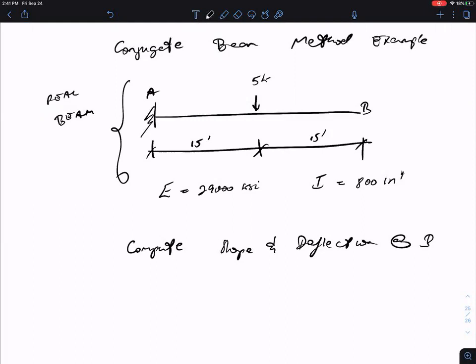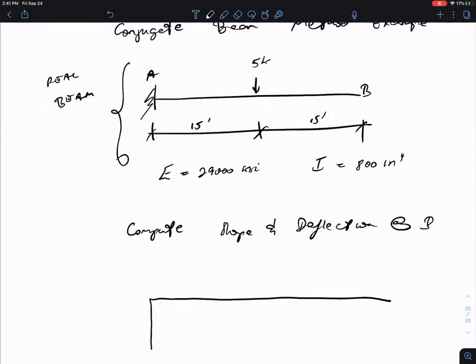So first, we will establish the bending moment diagram for our real beam. It's relatively straightforward, right? We'll have an end moment of 75 kip feet.